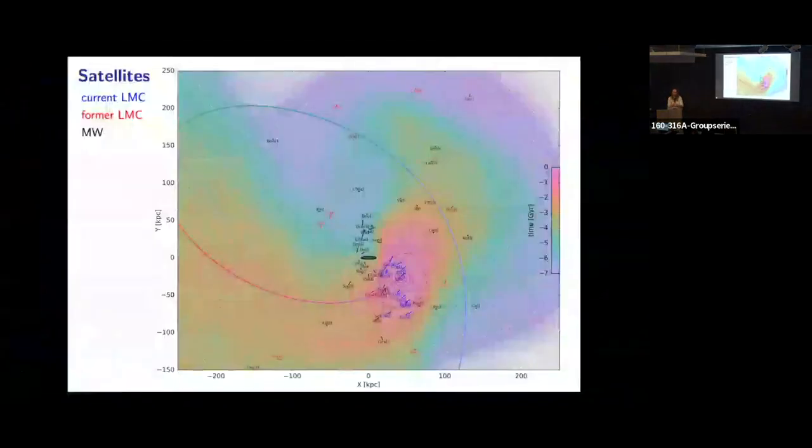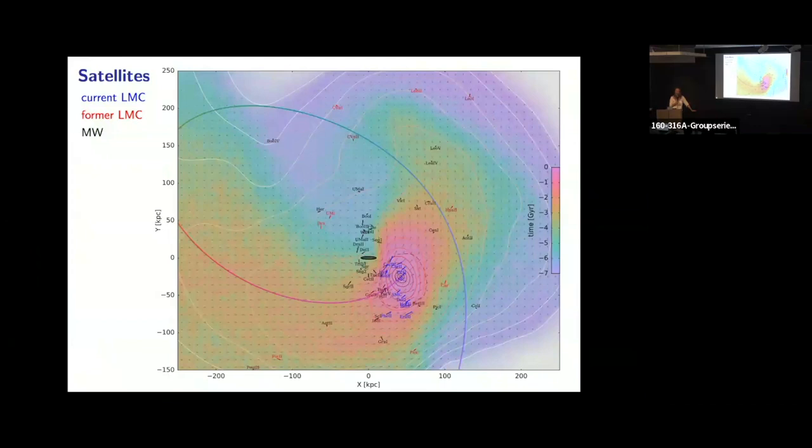And here is the illustration of this kind of satellite plane and the possible past associations of the classical dwarf spheroidals in the second passage scenario. But the jury is still out on whether it's possible or not in the more cosmologically motivated context. Thank you.